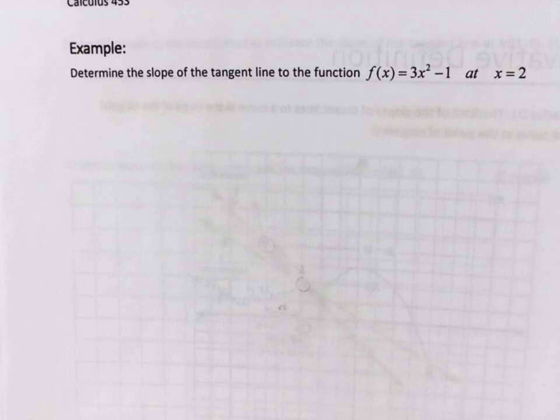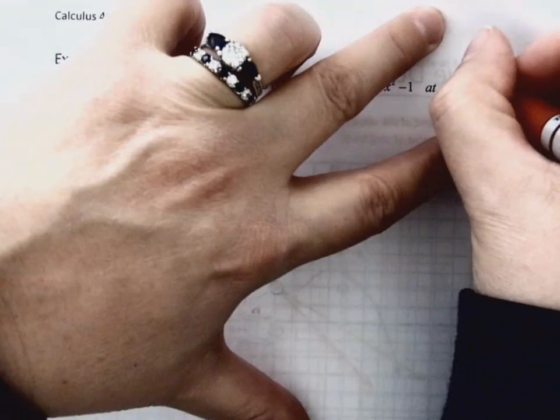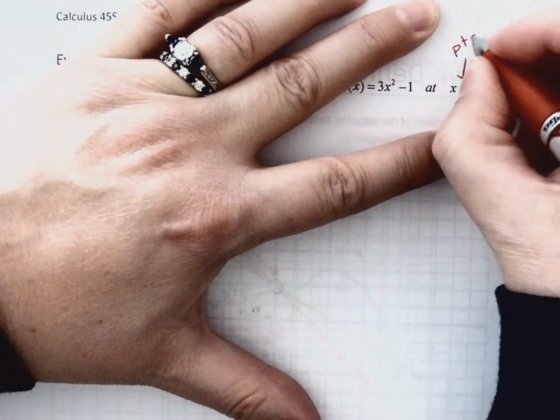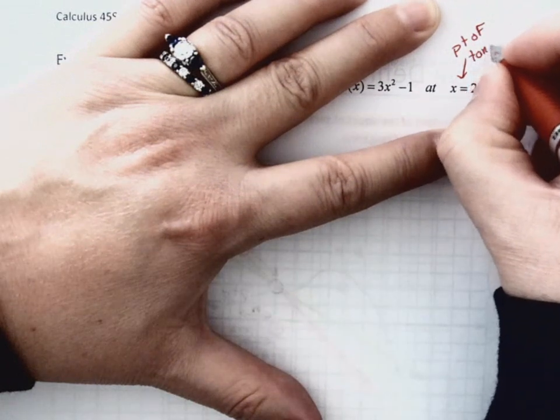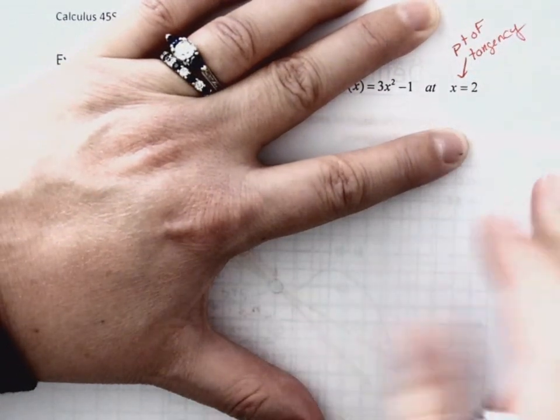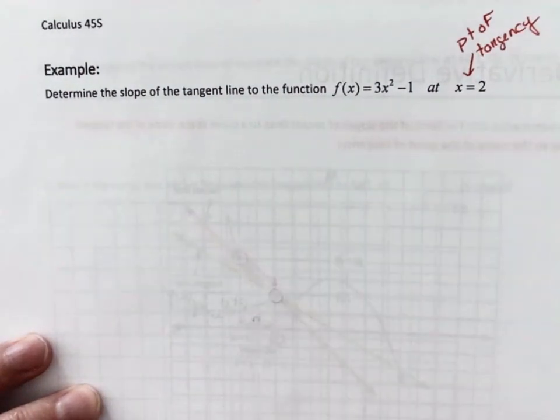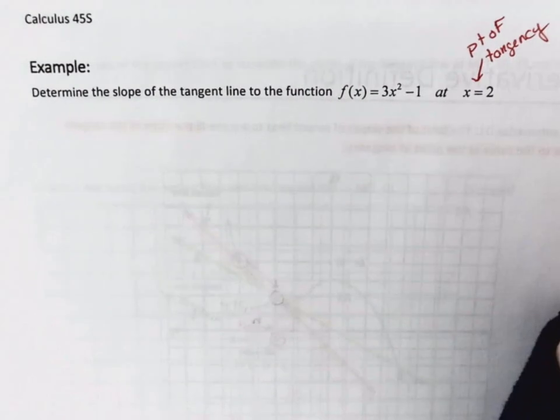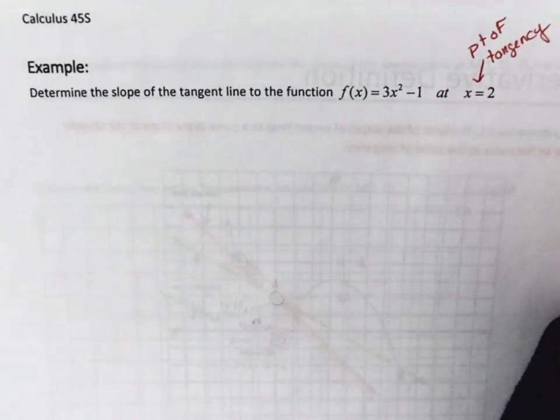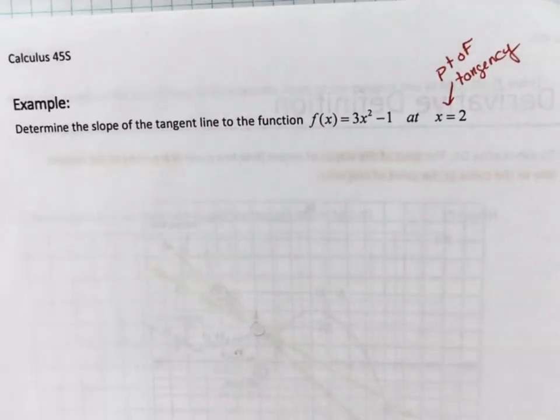All right. Where's my point of tangency? x equals 2. So we know that this is the point of tangency. That's really important because this value turns into the A value in that previous gray box that we did. So that's the x value of the point of tangency.